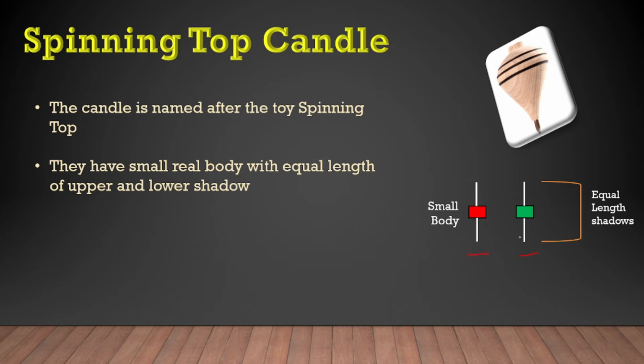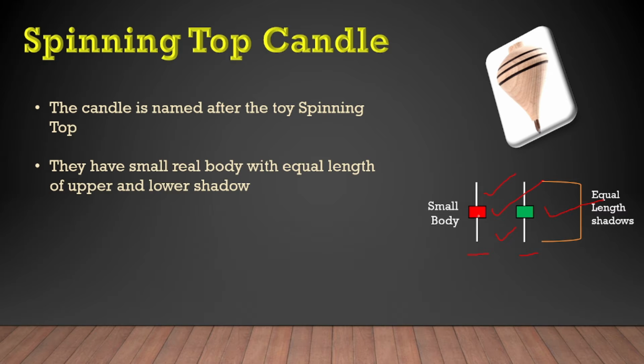Irrespective of the color, whenever we discuss spinning top, color doesn't matter here. The spinning top candle has a small real body with an equal length upper shadow and lower shadow, friends. Looking at this structure, what can we analyze? First thing, you ignore the color, because color doesn't play much of a role in a spinning top.